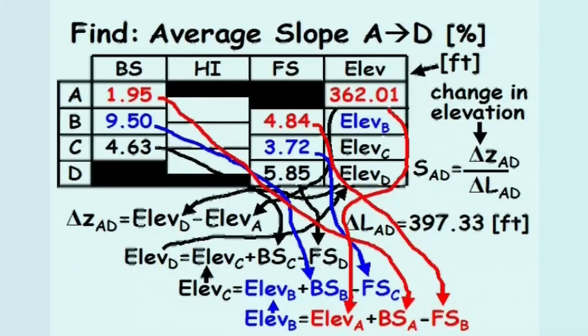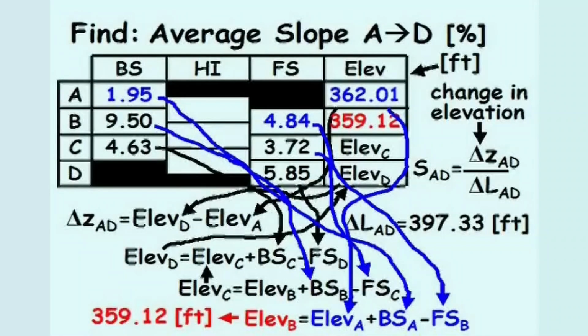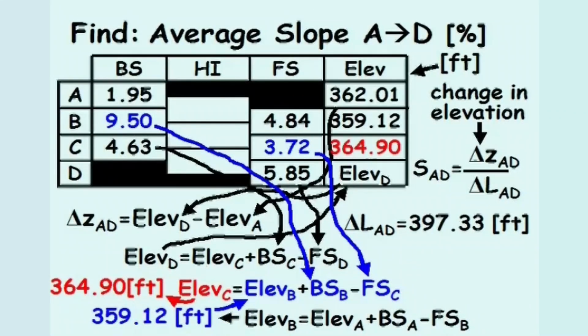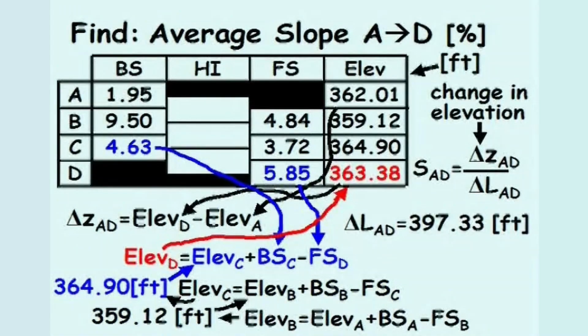362.01 feet plus 1.95 feet minus 4.84 feet equals the elevation at point B, which equals 359.12 feet. When plugging in the variables for the equation at point C, the elevation at point C equals 364.90 feet. 364.90 feet plus 4.63 feet minus 5.85 feet equals 363.68 feet.